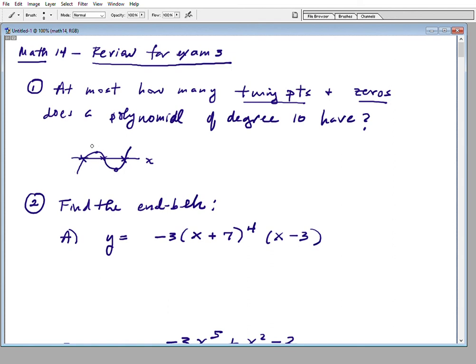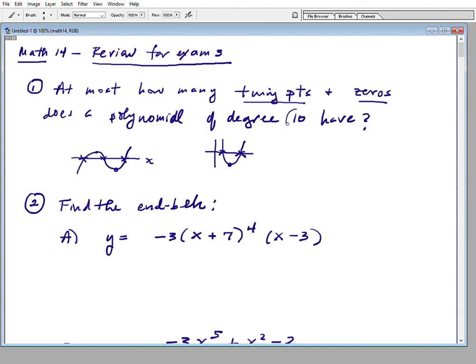Okay, this one looks like a typical degree 3 polynomial. So if you're ever wondering what the answer to this question is, just think of what a quadratic looks like. A quadratic is degree 2, and it looks like that. It has at most 2 zeros. Zeros and x-intercepts are the same, and it has 1 turning point. So it's 1 less than the degree for turning points, and the same as the degree for zeros.